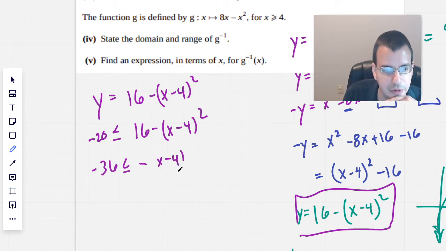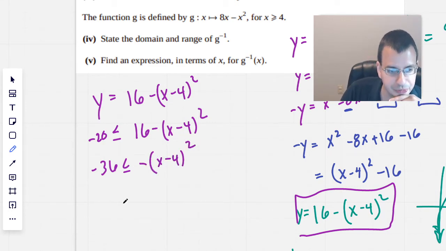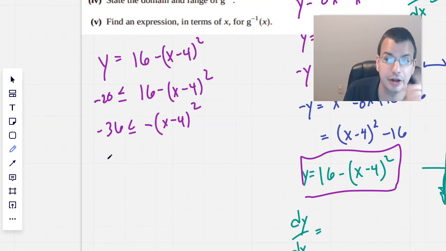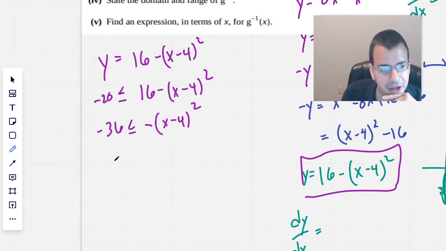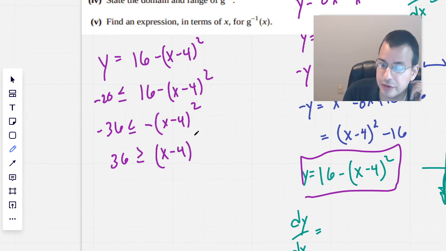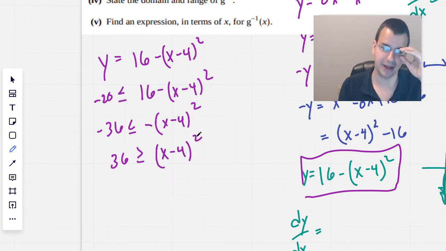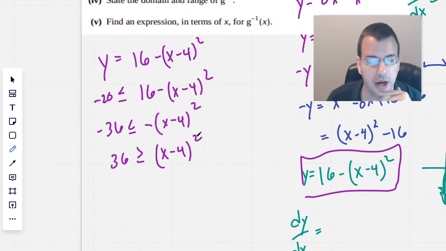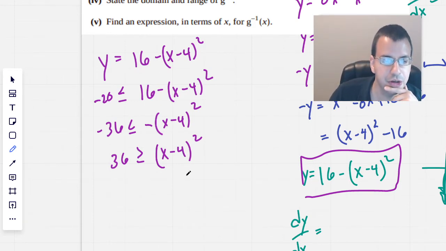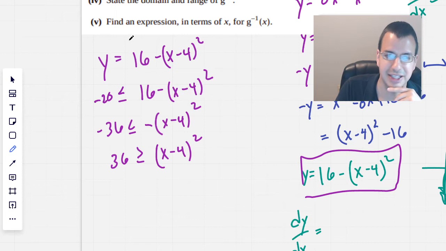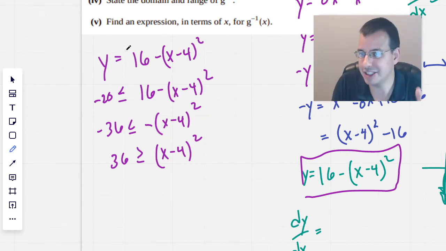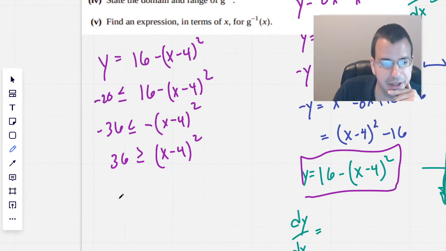x minus 4 quantity squared, multiply by negative 1, which will flip the inequality. So we'll have 36 is less than or equal to x minus 4 squared. Whenever you multiply or divide by a negative number, you flip the inequality symbol. You actually do the same thing when it's equals. It's just that equals is the same on both sides, so you don't notice that it's flipped.